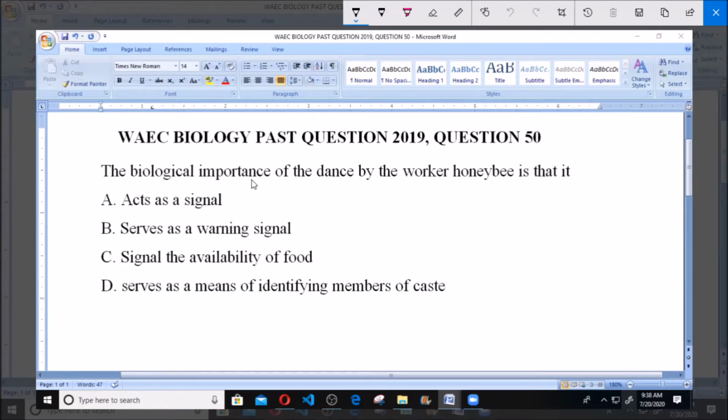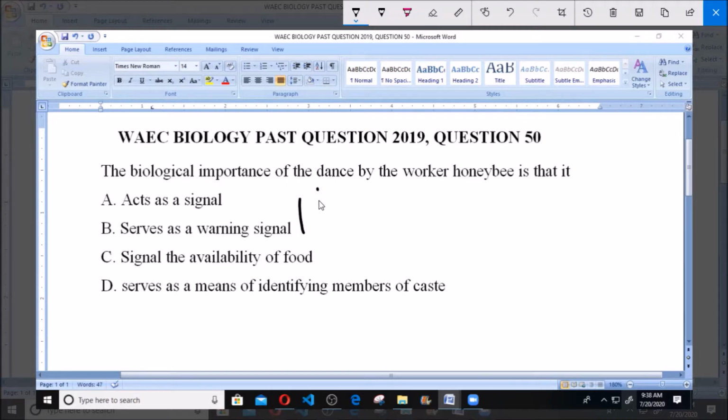The biological importance of the dance by the worker honeybee is that it A. acts as a signal, B. serves as a warning signal, C. signifies the availability of food, D. serves as a means of identifying members of caste.